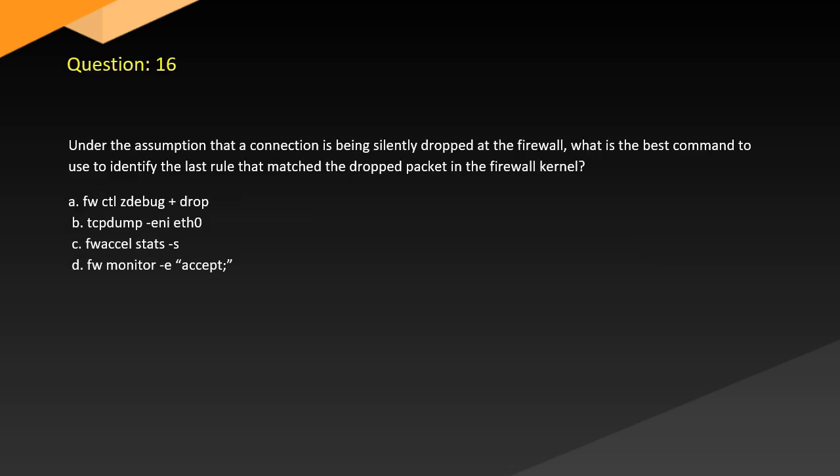Question 16. Under the assumption that a connection is being silently dropped at the firewall, what is the best command to use to identify the last rule that matched the dropped packet in the firewall kernel? fw ctl zdebug + drop, tcpdump, fw ctl stats, fw monitor, accept.